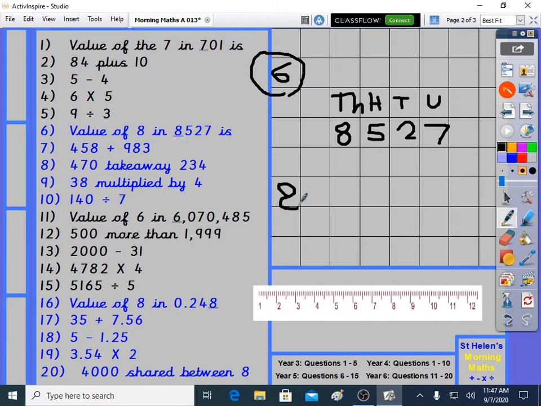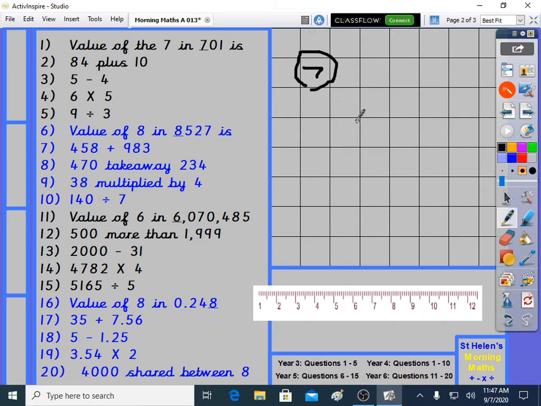So the answer is 8,000s in words. 8,000s. In digits or figures, 8,000. Figures is another name for digits. You might see that in a test. Let's move on to question 7.